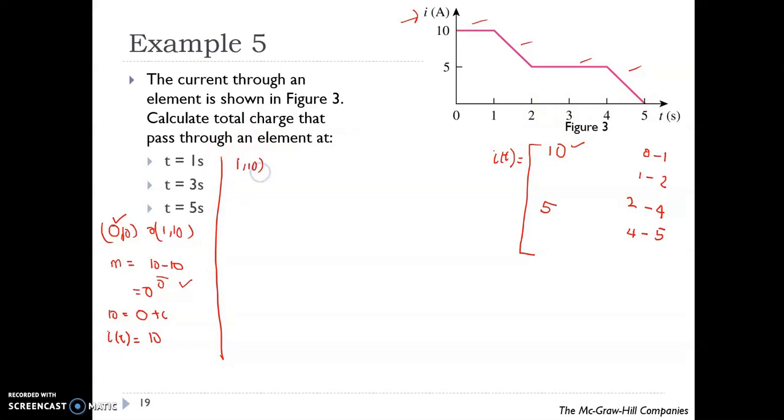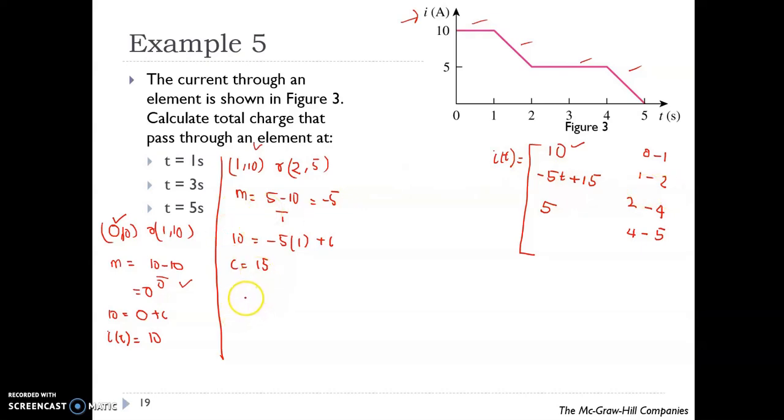So from 1 until 2, the points are 1, 10 and 2, 5. The m is equal to 5 minus 10 over 1, which is equal to minus 5. And again, let's take this point. 10 equals minus 5 times 1 plus c. So 10 plus 5, c is equal to 15. Rewriting, it is equal to minus 5t plus 15. Okay, that's for 1 until 2.